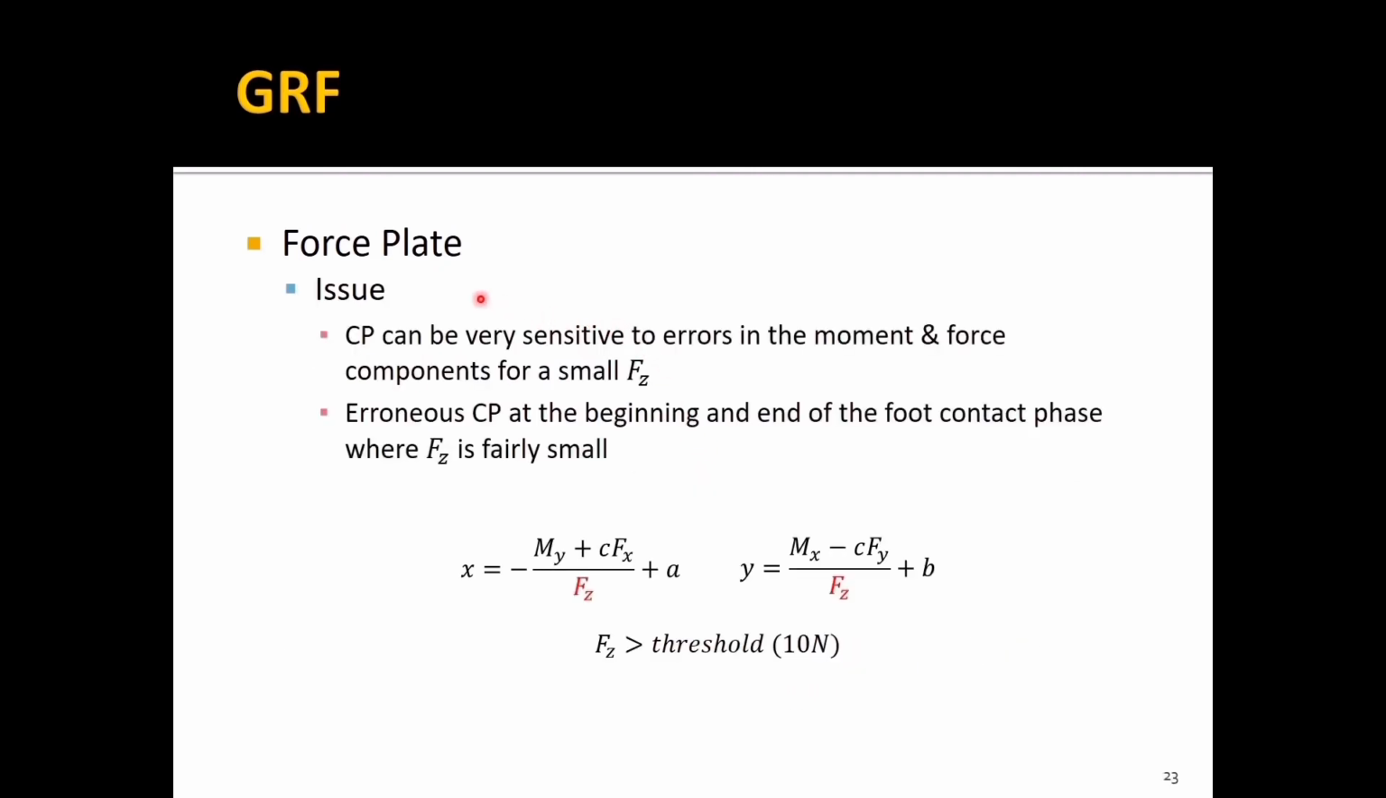There's an issue in ground reaction force. The center of pressure can be very sensitive to errors in the moment and force components for small Fz values. This is why we can get erroneous center of pressure coordinates at the beginning and end of the contact phase, where Fz is fairly small. For this reason, we need to set a threshold for Fz. Typically, we set the threshold as 10 newtons. If Fz is smaller than the threshold, the program does not generate the center of pressure coordinate.